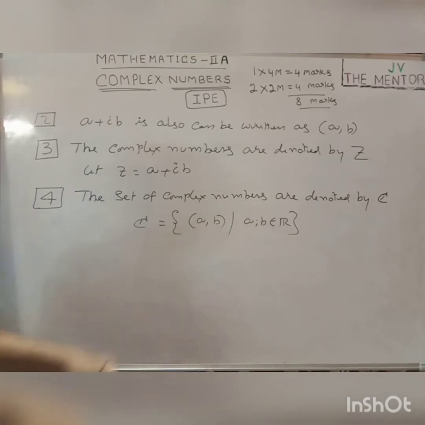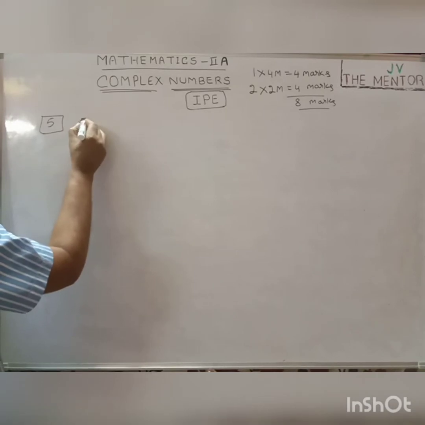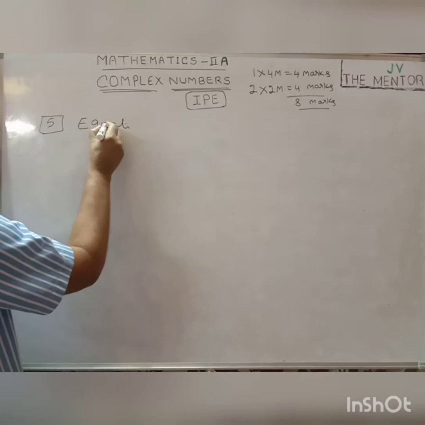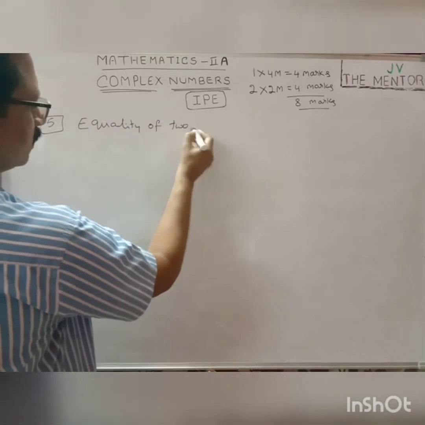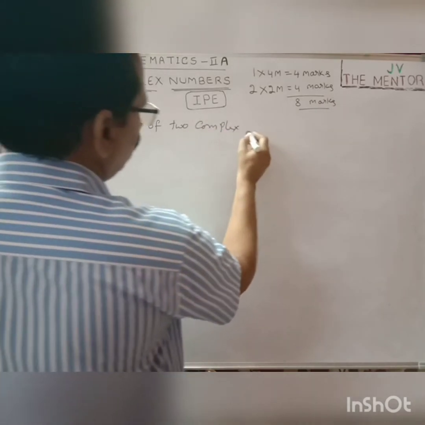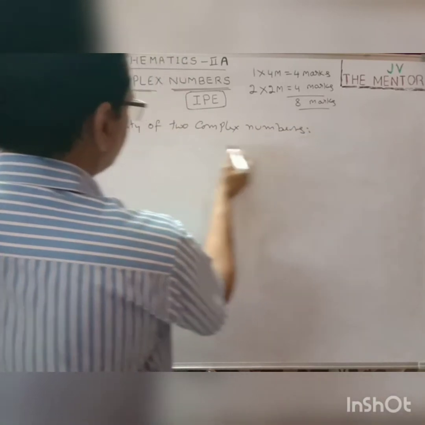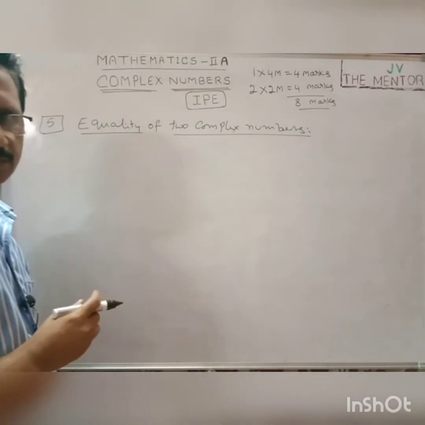Next, write down point number 5, equality of two complex numbers.